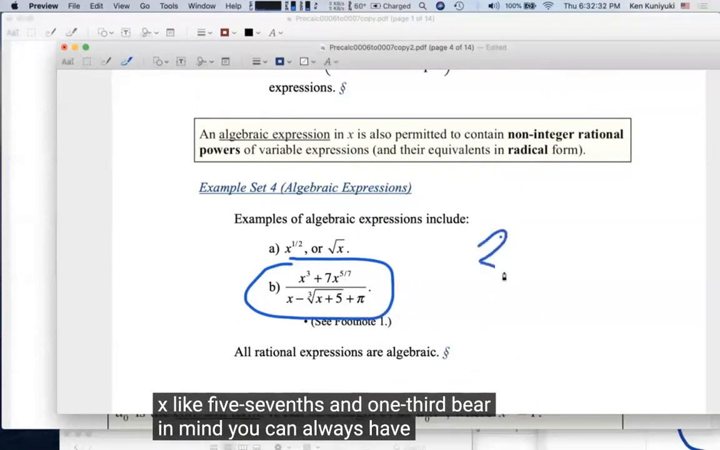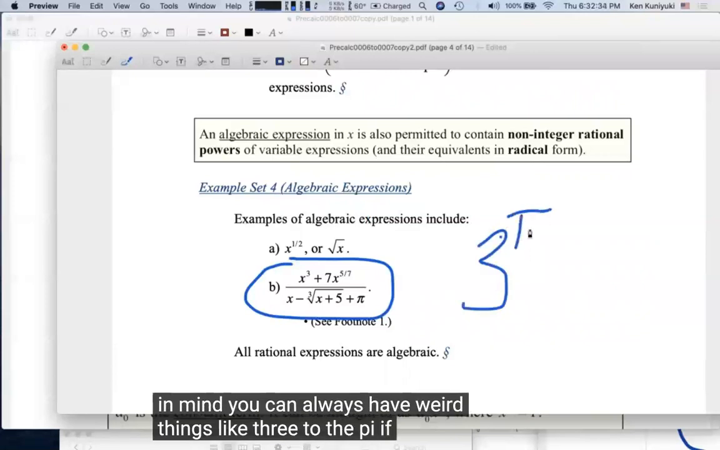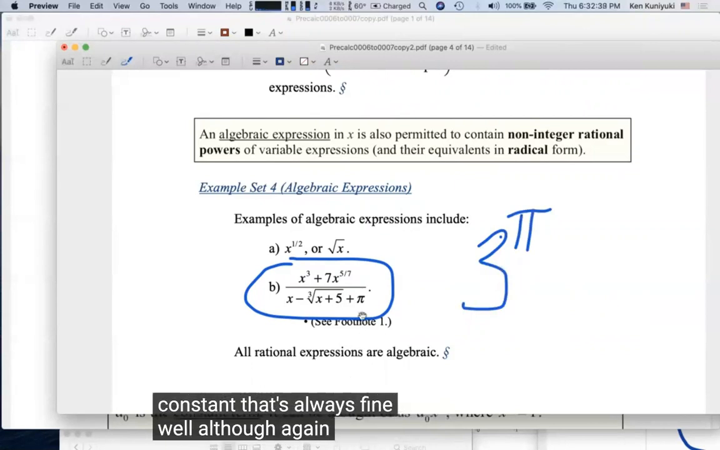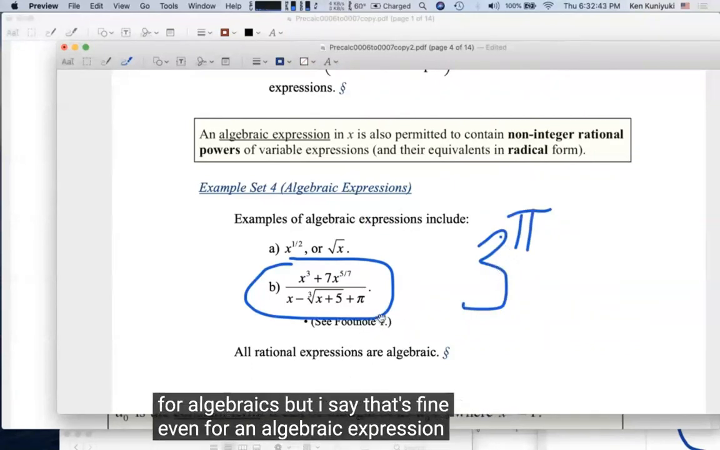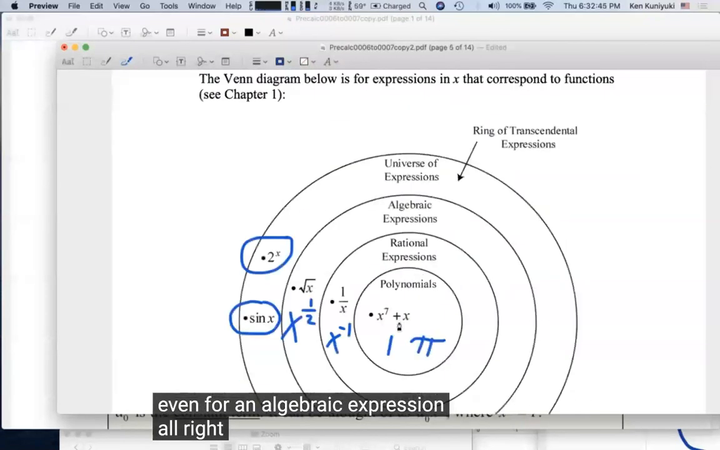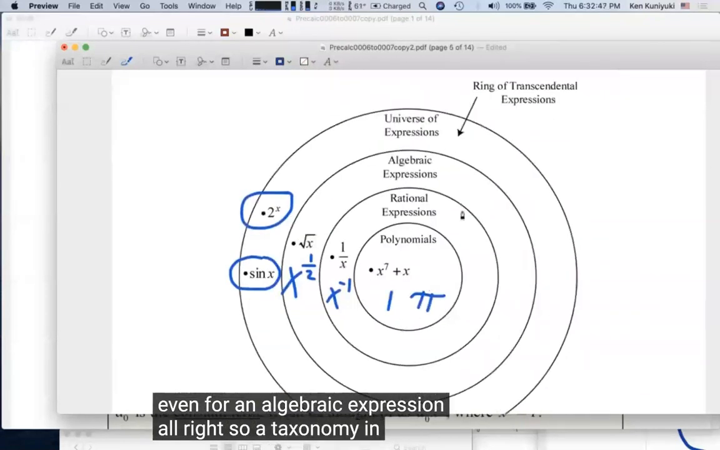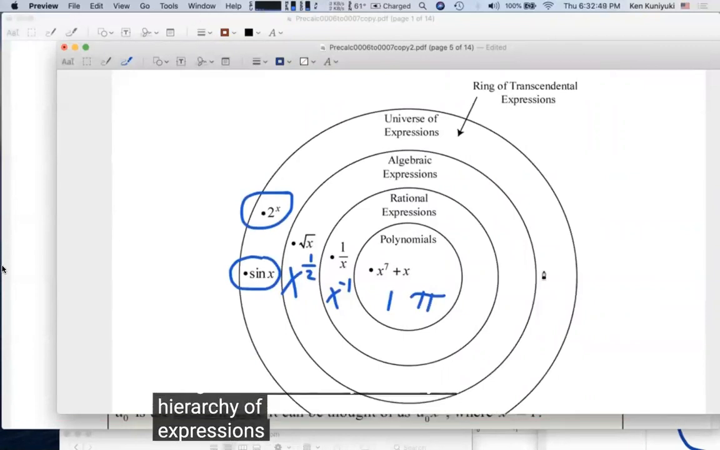Bear in mind, you can always have weird things like 3 to the pi. If it's all constant, that's always fine. Although, again, some books quibble for algebraics, but I say that's fine even for an algebraic expression. All right, so a taxonomy, in a way, a hierarchy of expressions in x.